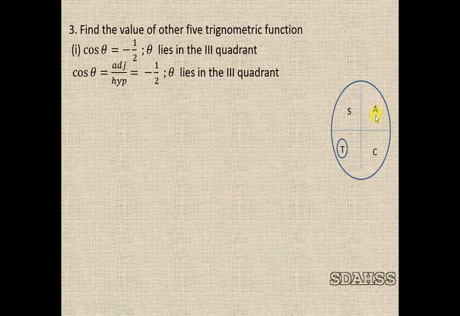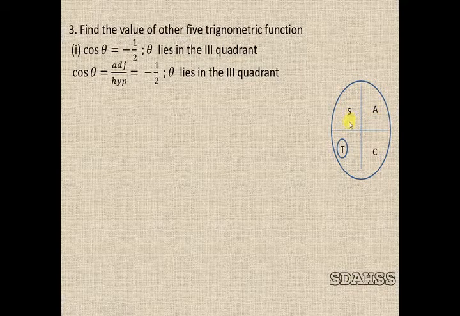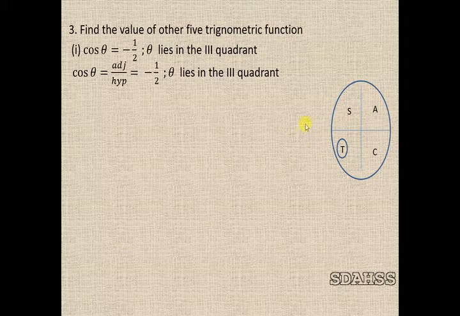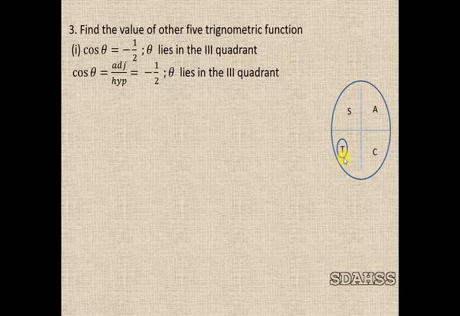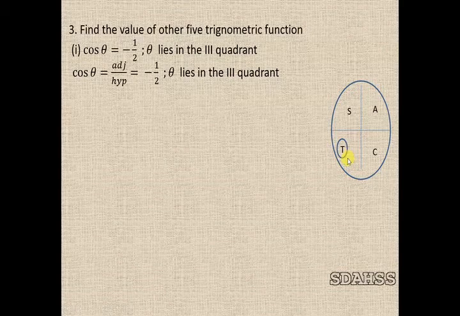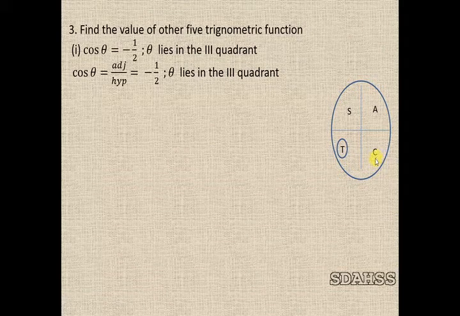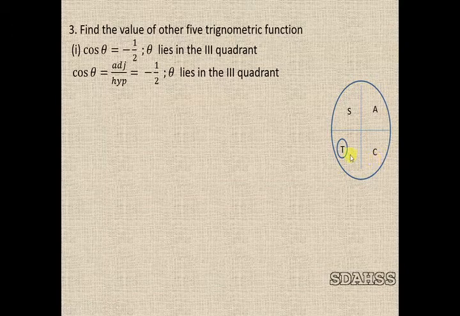In the first quadrant, all the trigonometric functions are positive. In the second quadrant, sine theta and cosecant theta are positive. Other trigonometric functions are negative. In the third quadrant, tan theta and cot theta are positive. Other trigonometric functions are negative. In the fourth quadrant, cos and secant theta are positive. Other 4 trigonometric functions are negative.